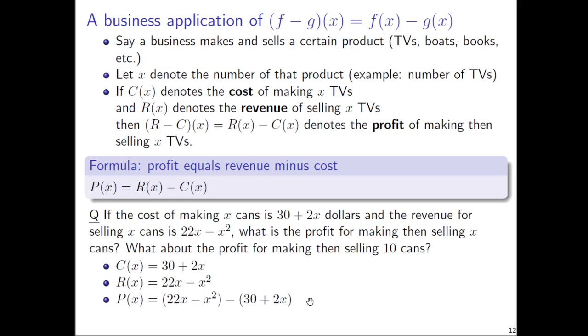So here's a representation of profit for selling x cans, whatever x is. You can plug in whatever x is, and we're about to do that to answer the next question. To answer the second question, what about the profit for making and then selling 10 cans? Well, one line below, we'll just replace all of the x's with 10s. So this is the number of dollars of profit for making and then selling 10 cans.